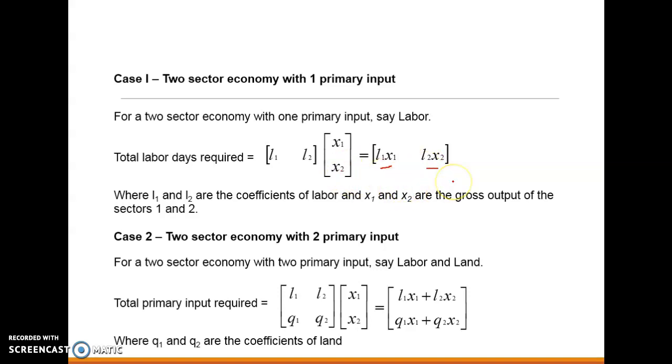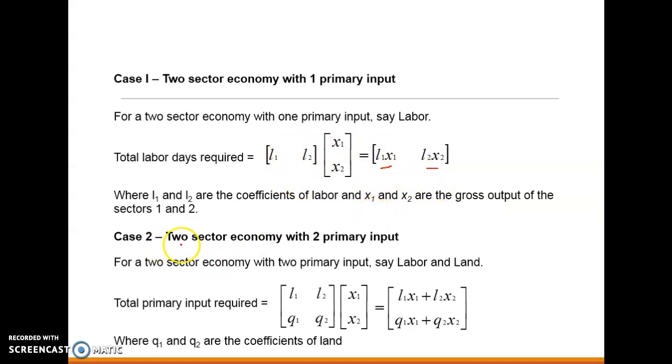And we have to use the matrix format only in order to calculate the answers, because this model is under matrices and determinants. So please remember, don't just multiply this directly, use the matrix multiplication method only.